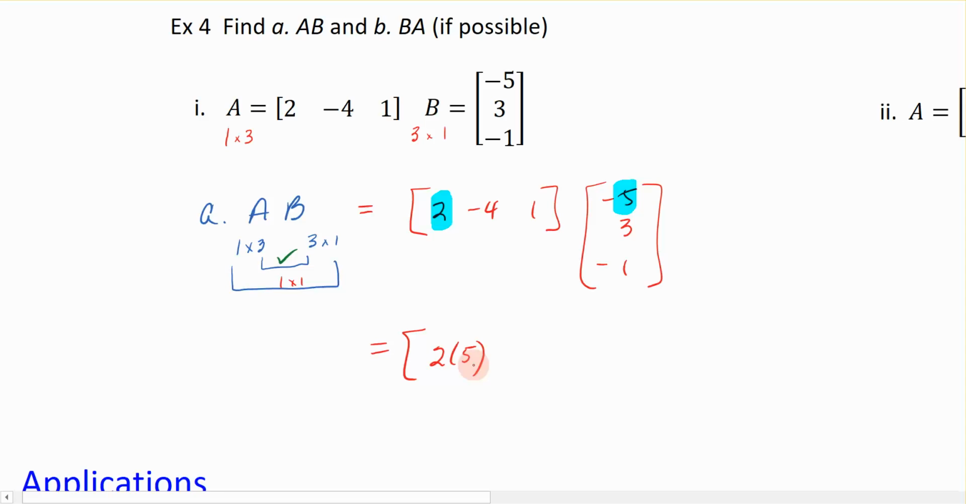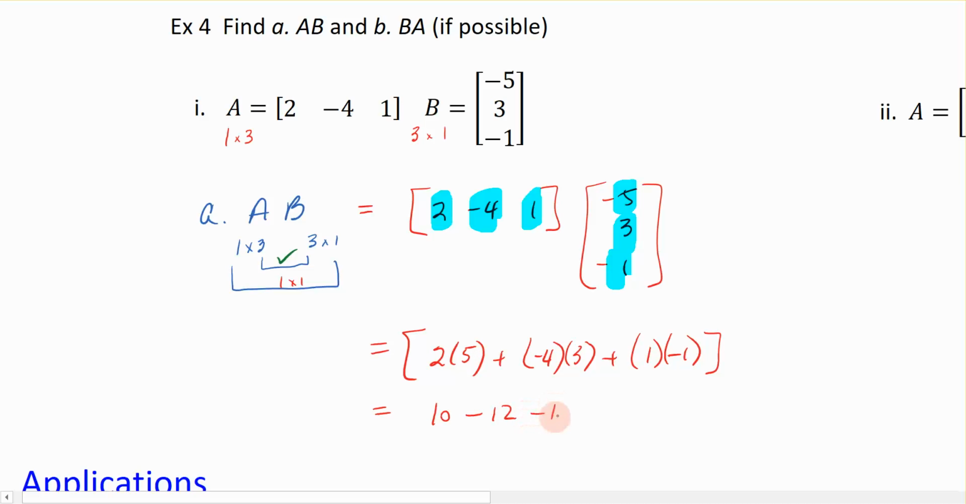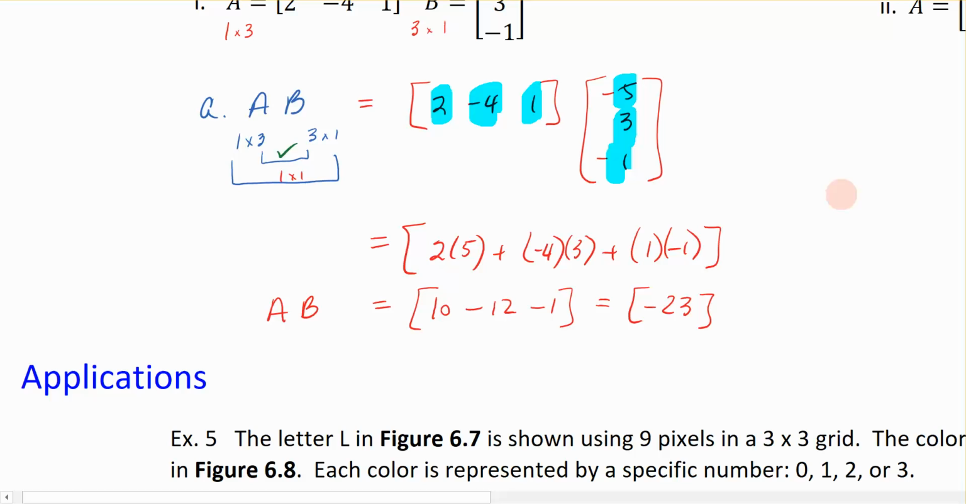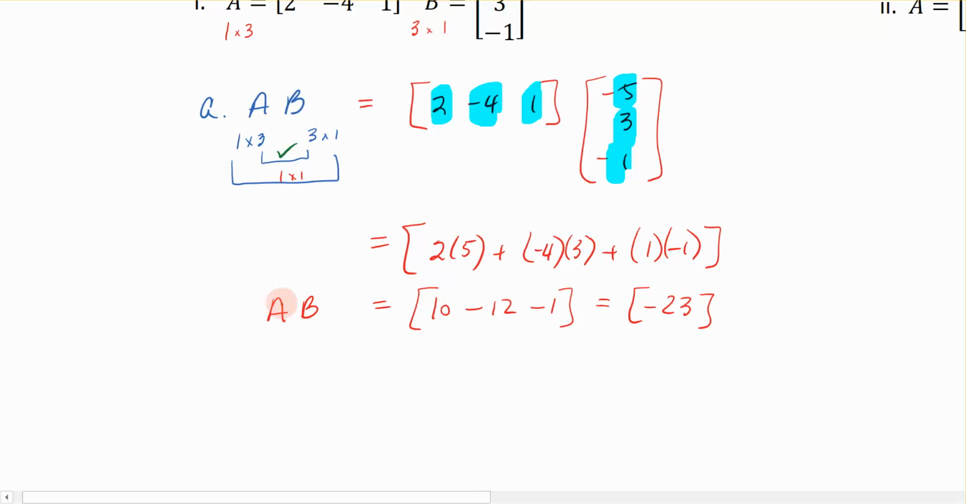So this becomes 2 times -5. Then I add that with still row number 1, only this is now multiplied by still column 1. So it's a row times a column, added to a row times a column. So plus -4 times 3, plus 1 times -1. Now I'm adding all of this together, so this would be -10 minus 12 minus 1, or in other words, negative 23, is the result when I multiply A times B. So that is matrix multiplication in this order.